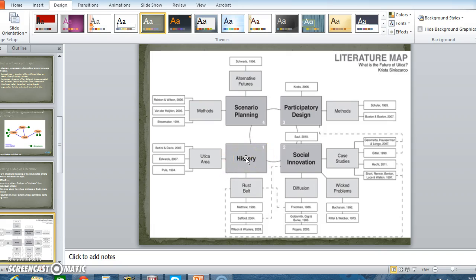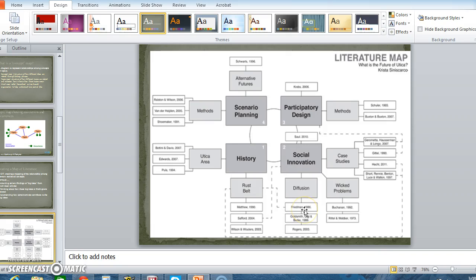Here's the history, and then coming off of that is the history of the Utica area. And as you can see, they've got 3 different sources that all talk about the history of the Utica area that they've decided they're going to synthesize together and use. We're also going to talk about how this was primarily the Rust Belt. And so here are 3 sources that they're going to use, and also how these sources are then connected to the social innovation. As you can see, there are lines that then connect these, or the Rust Belt, and how this source over here, Friedman, also mentions the Rust Belt.